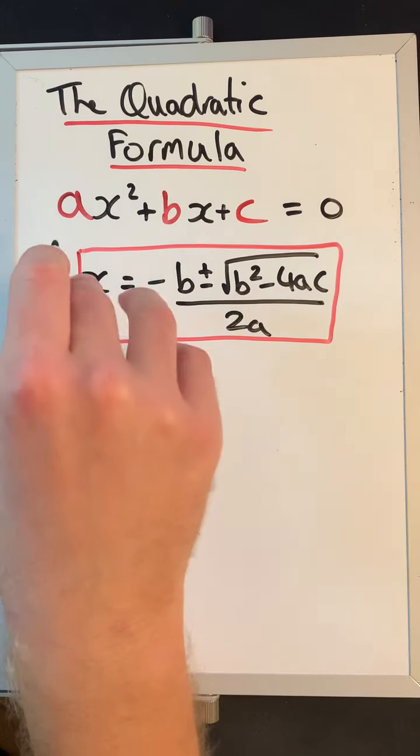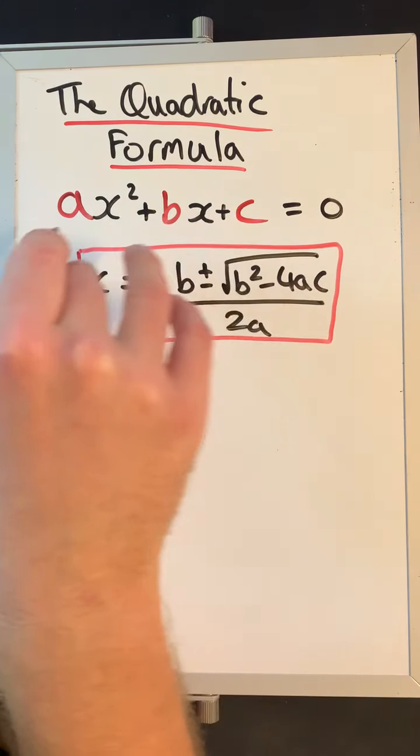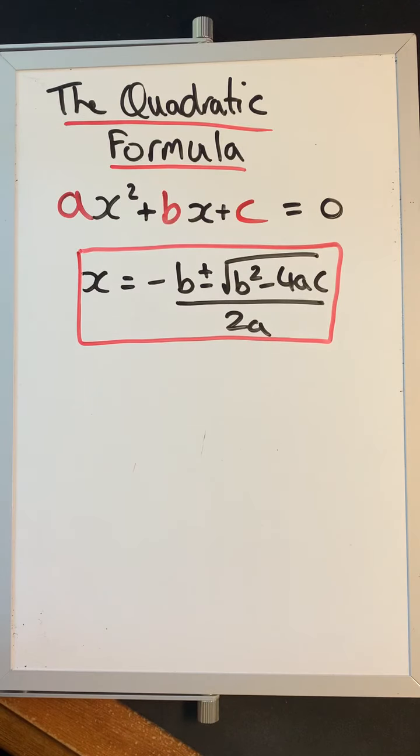Okay, but sometimes these numbers can be very difficult, and sometimes they won't even factorize. Sometimes they'll be decimals, as we'll have a look at an example later, and again that makes it very difficult to factorize.